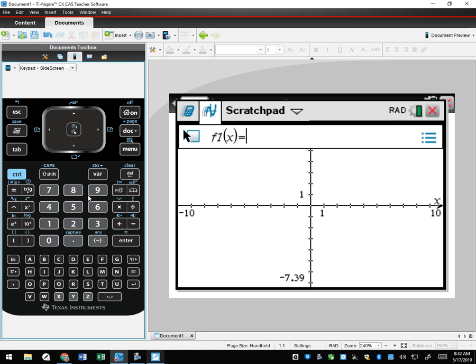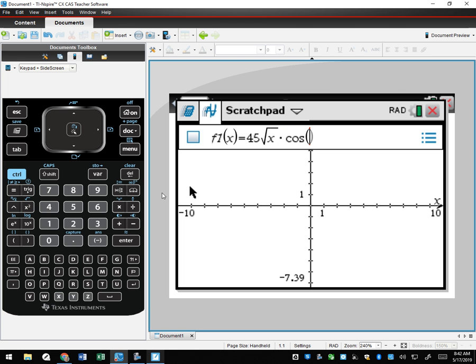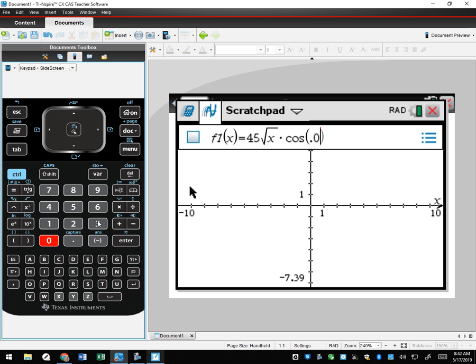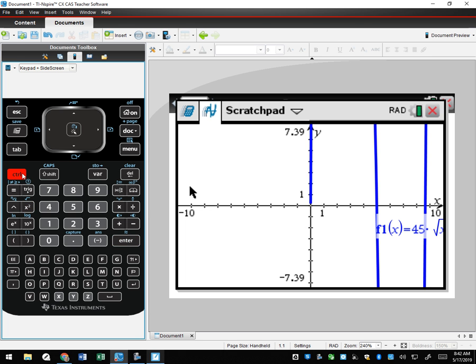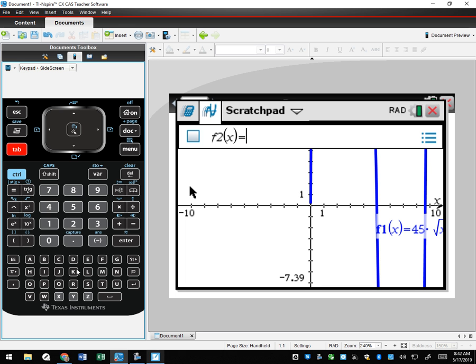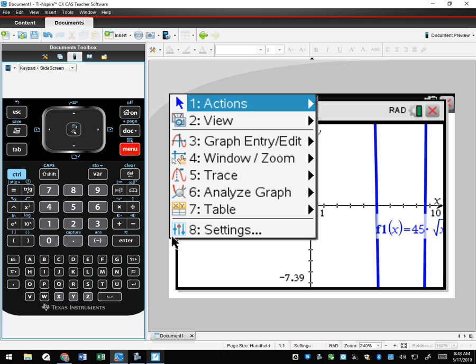That function is 45 times the square root of x times the cosine of 0.063 x squared. Make sure I got all that in correctly. 45 root x cosine 0.063 x squared. Good. There it is. I'm also going to graph y equals 60, which is way off my screen, so I'm going to go menu, analyze.